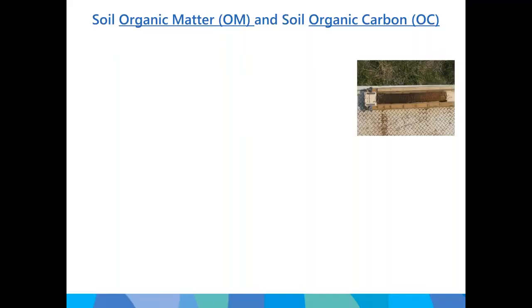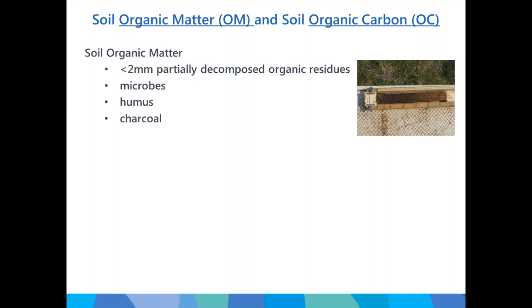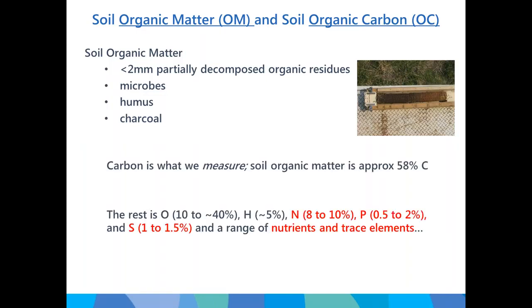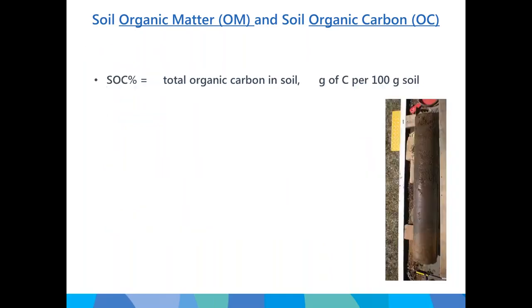Now, people often use the term soil organic matter and soil organic carbon interchangeably. As I've just described, soil organic matter is partially decomposed organic residues, it's microbes, it's humus, and it's charcoal. When we talk about carbon, that's what we measure in soil organic matter, and we know that soil organic matter is approximately 58% carbon. Importantly, that means that the rest is made up of a whole heap of other nutrients, such as nitrogen, phosphorus and sulfur, which are really important for our plants and production systems, and a range of other trace elements as well.